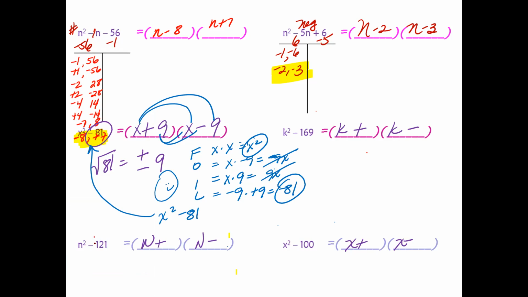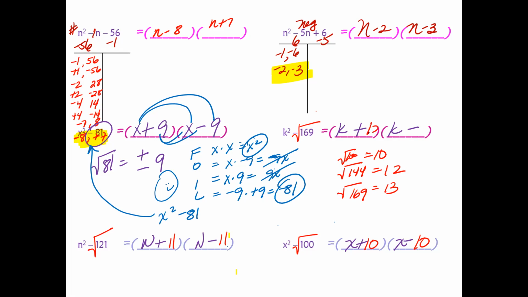Okay, let's go on to this one. What's the square root of 121? You guessed it, positive 11 and a negative 11. What's the square root of 100? Positive 10, negative 10. What's the square root of 169? If you know that 100 is going to give you a 10, square root of 144 gives you a 12, what do you think is going to give you a 13? It's 169. So positive 13, negative 13, and that's it.